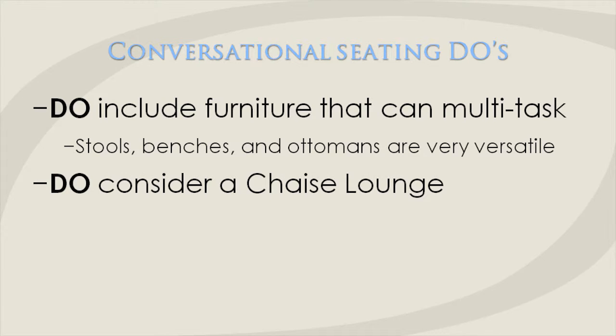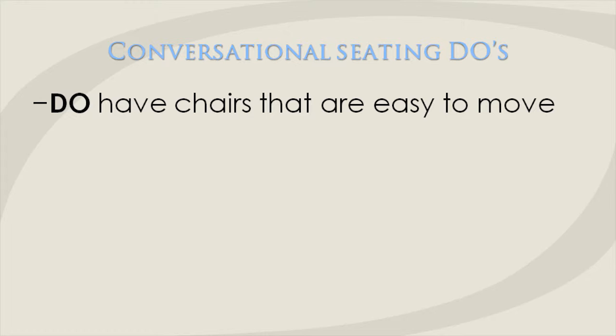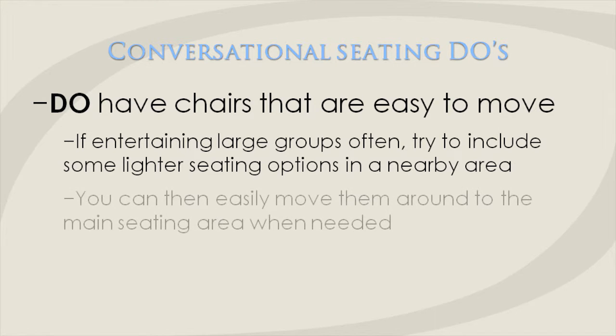Do consider a chaise, which is a perfect choice for multiple conversation areas. If set on the edge of one area leading to another, it can both define and unify the two spaces. It can also multitask as an extra table for drinks and snacks. Do have chairs around that are easy to move. If you often entertain large groups of people, try including a couple of lighter seating options in another nearby conversation area. You can easily move them to the main seating arrangement for extra seating when needed.